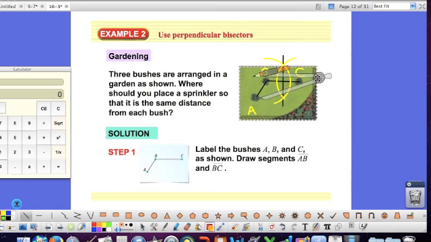I'm going to put it on point A. I'm going to close up my compass a little bit. Actually, put it back there. I'm going to rotate a little bit, close it up a little bit, and now I'm going to rotate it up here.